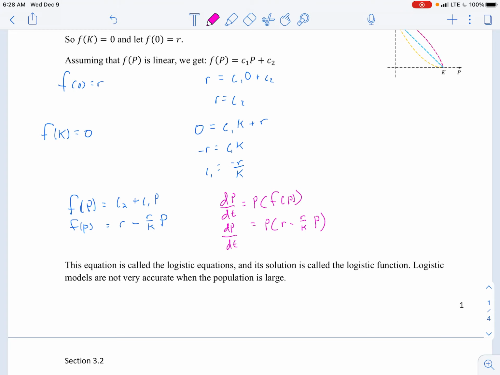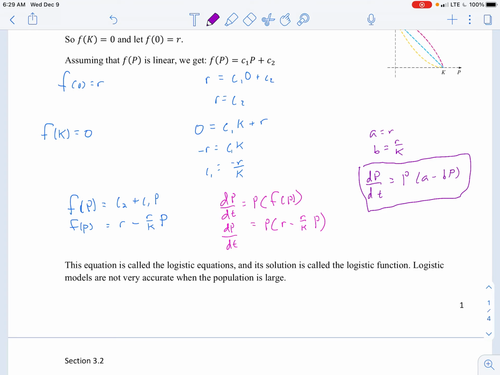Now, we can do another substitution where we can write this a little bit better. Let's make a equal r, and let's make b equal r over K. If we do that, then this is what we could write for our differential equation: dP over dt is equal to P times a minus bP. And so we have the equation written a little bit differently, a little bit cleaner, by using a substitution of a and b. So that's our logistic equation.